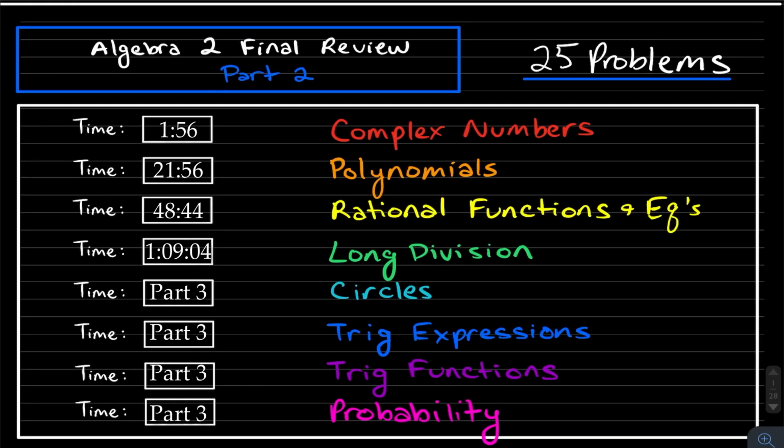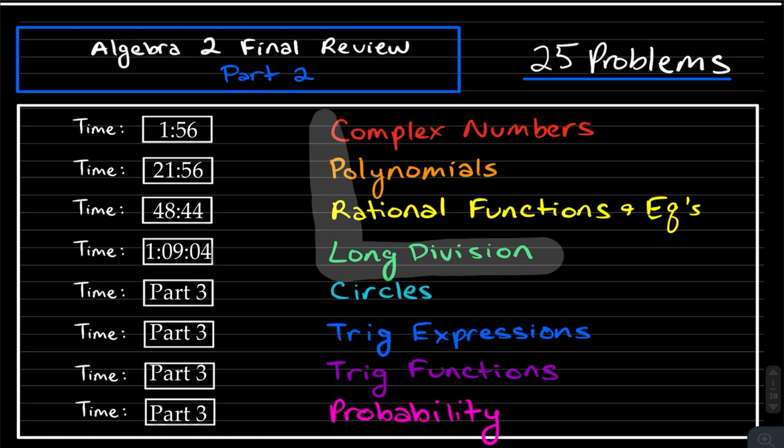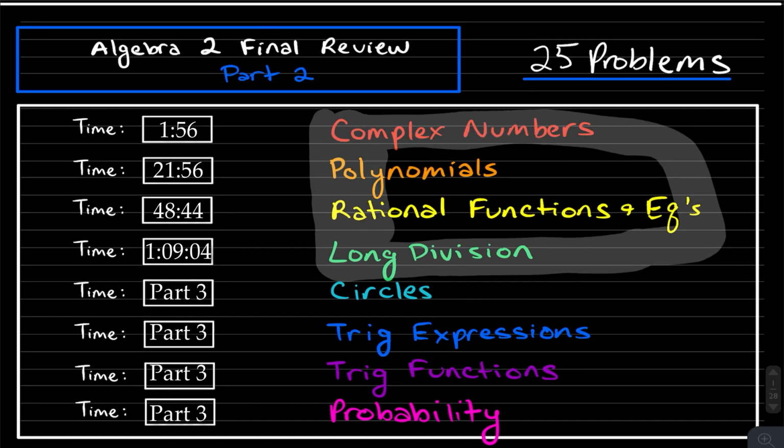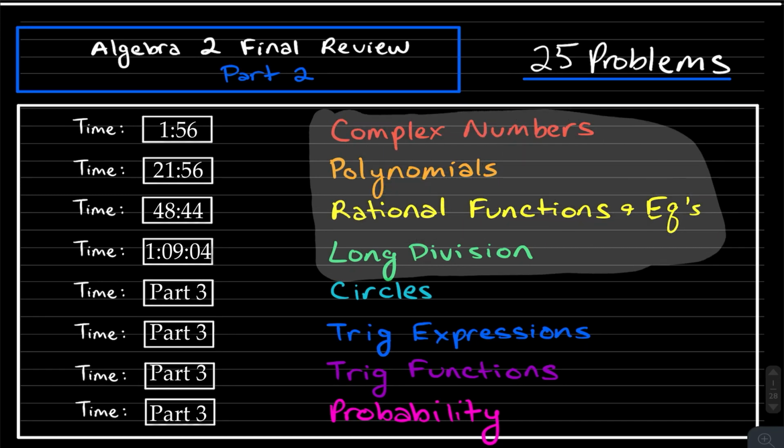So without further ado, let's get into the topics that we will be discussing in this video. We'll be doing the first 4 topics here, and then the Part 3 video will have the other 4 topics. We'll be doing complex numbers, and polynomials, which is basically end behavior and the different things you talk about with polynomials in Algebra 2. End behavior is, I think, the one that most people struggle with.